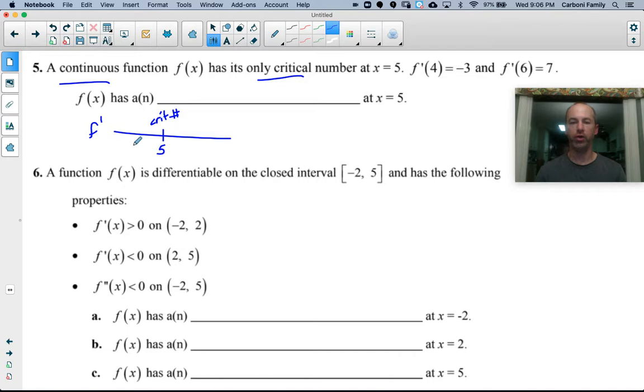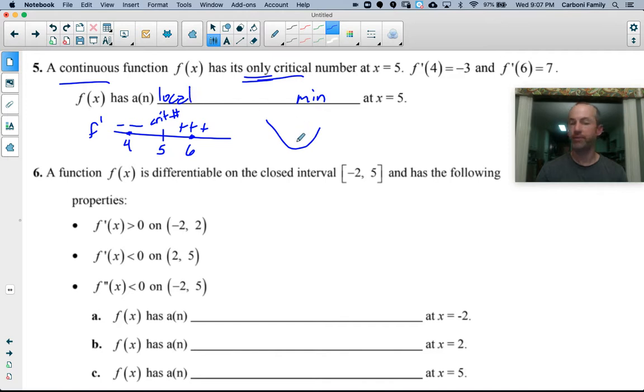But what I do know is that on the left side of 5, when I plugged in 4, my derivative was negative. When I plug in 6, they tell you that the derivative is positive. And because this is the only critical number, I know there cannot be a sign change between 4 and 5, because if there was a sign change, that would create another critical number. So my derivative changes from negative to positive. That means my function changes from decreasing to increasing. So this is definitely a minimum, and it's definitely a local.